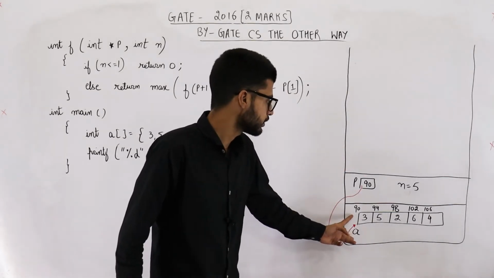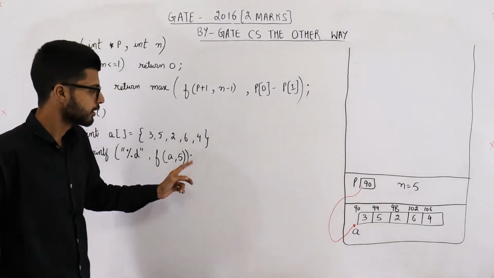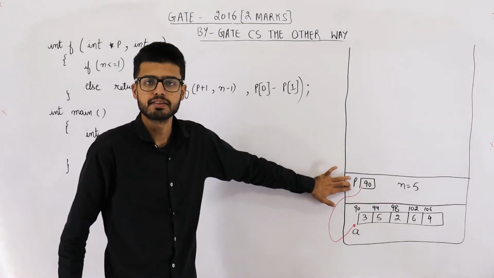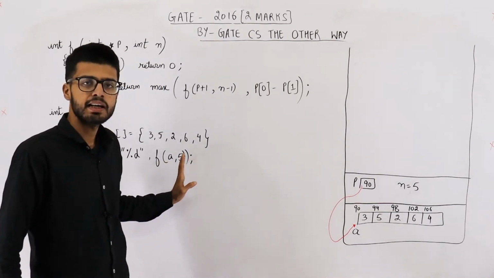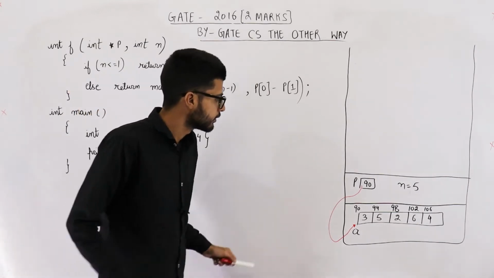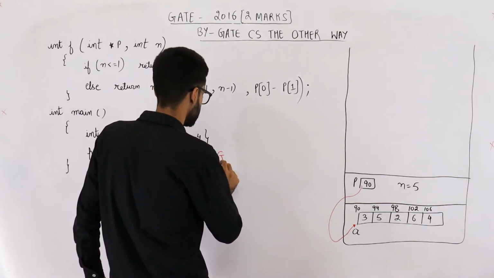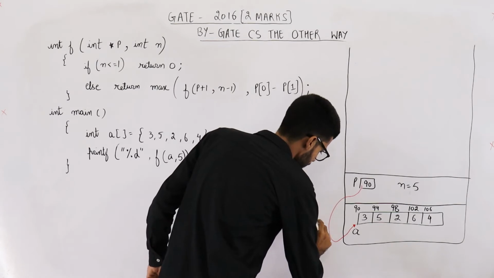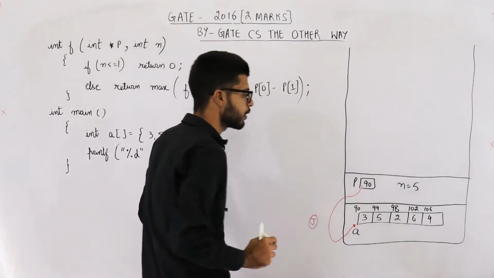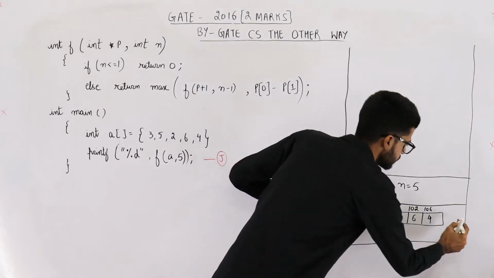Now main function called this function in this line. That means whenever this new function ends, we have to come back and resume the execution from here only. So I'm writing j here. This is line number j and execution will resume from line number j only.